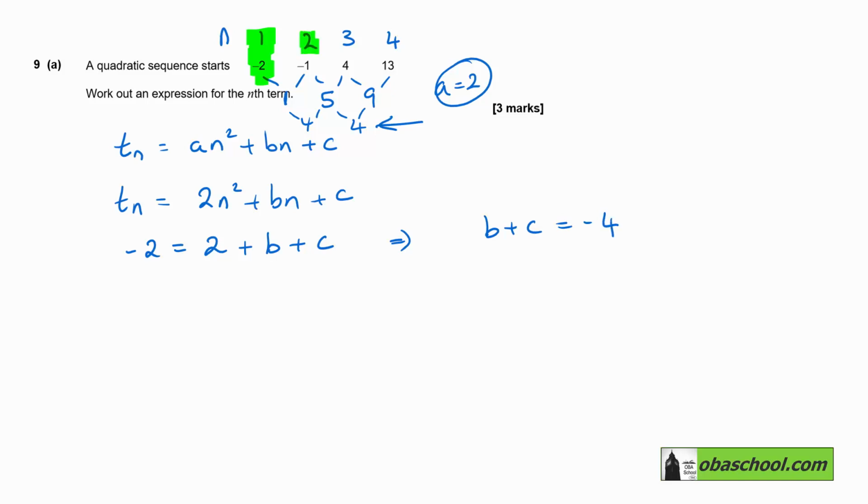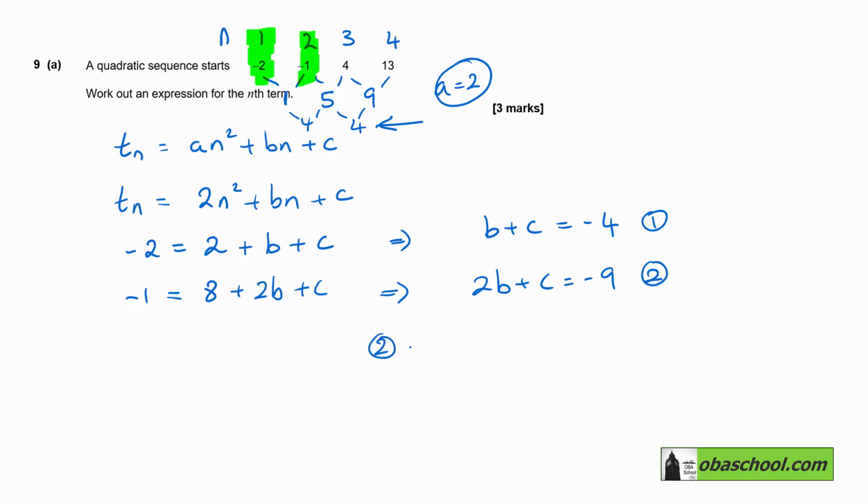If we then look at this pair, when n is 2, Tn is -1. So -1 is, if n is 2, 2 squared is 4 times 2 is 8. And then we would have 2b and c. And that tells me that 2b plus c is -9. Let's call these equations 1 and 2.